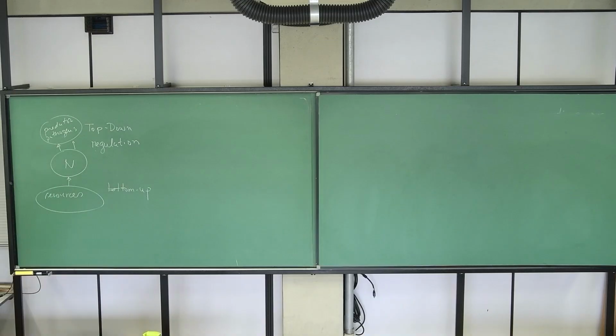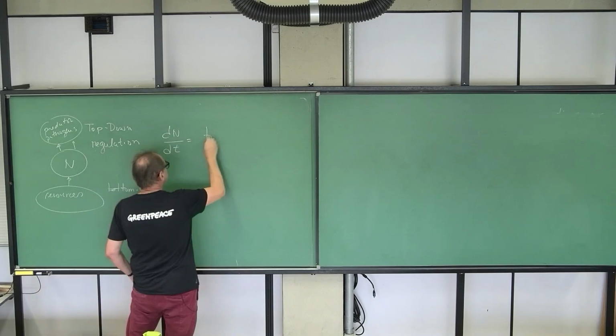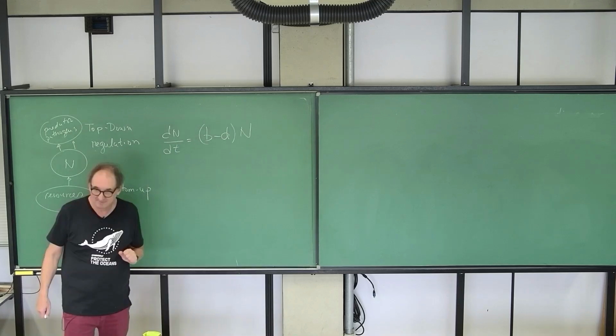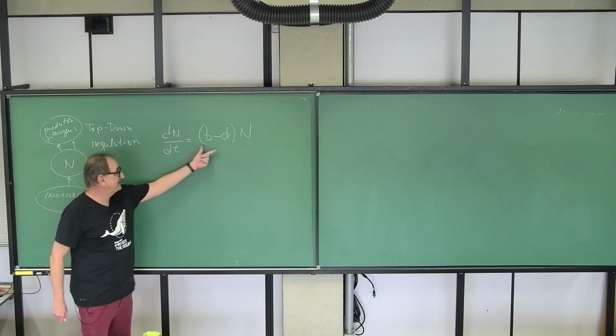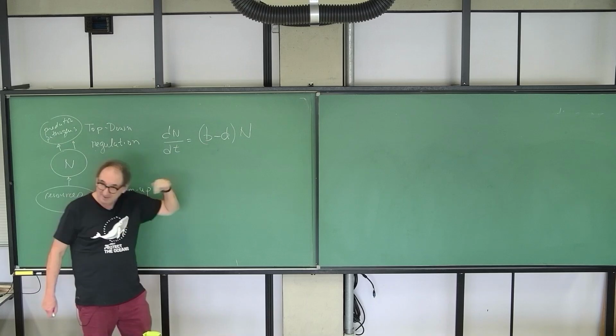And so this bottom-up regulation could affect. So let us go back to our first equation: birth minus death times N. Okay. So now you could think that maybe these things are not anymore constants, but maybe they depend on the population size.